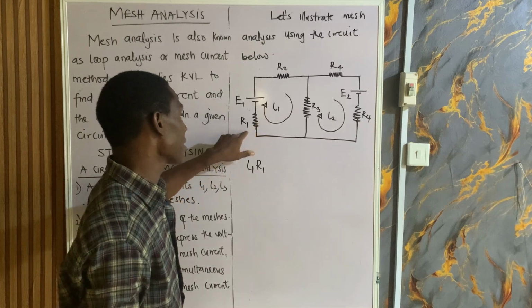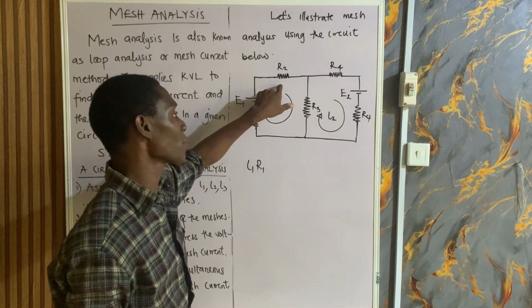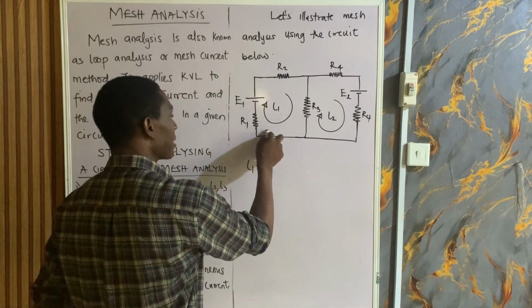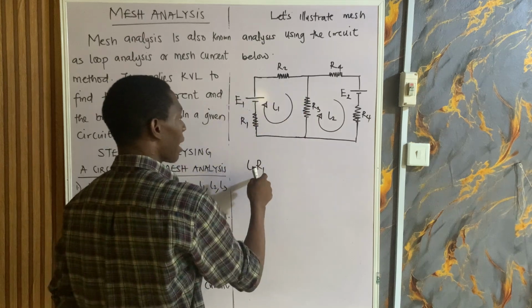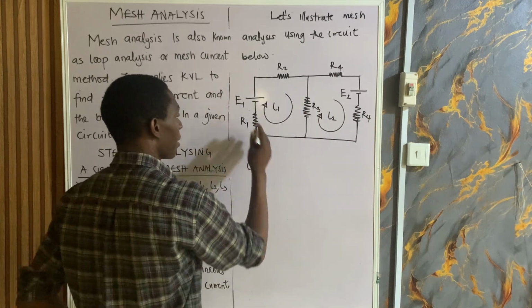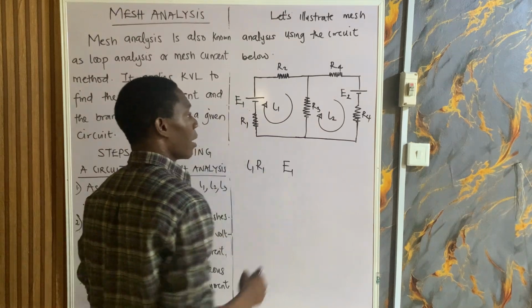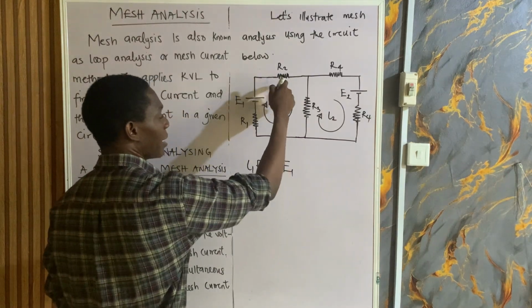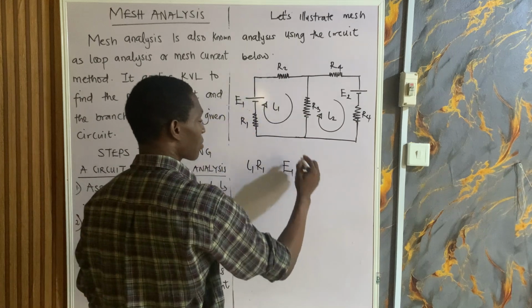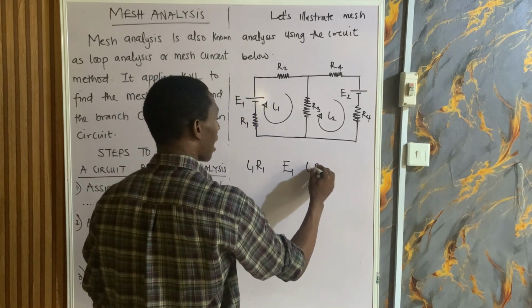Now, the current across this resistor is I1. The current across this resistor is also I1. This I1 flows across any resistor you can find here. So that's why it's I1 R1. Now, the next one is my cell, and that will be E1. And then for the next one, not the last one, sorry, it will be I1 R2.